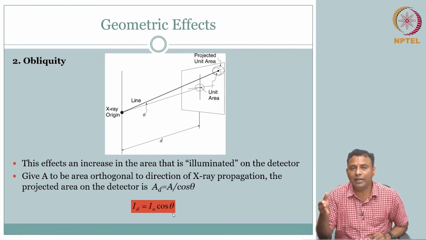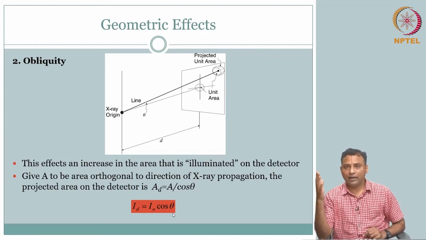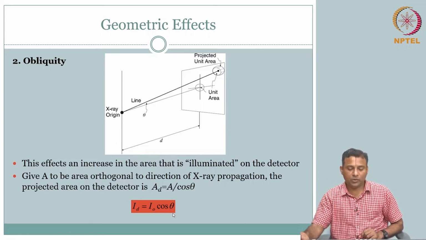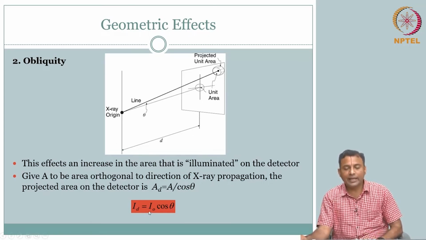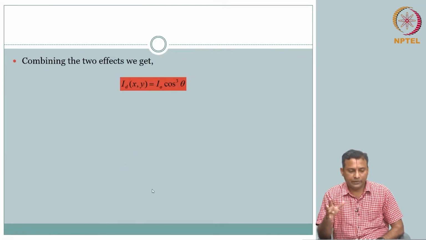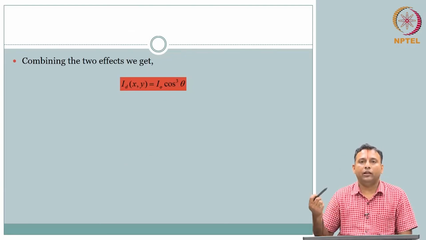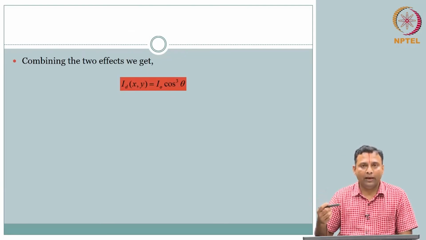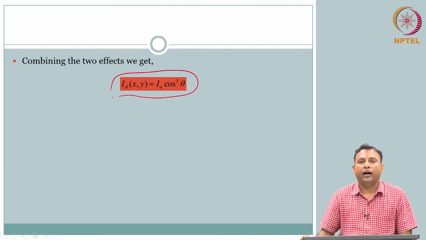So, at the center you will have minimum, as you move away from the center you are going to have more distortion, that is what this is going to suggest. So, I_D is I naught cos theta. Again, these are some things that you can do at the time of calibration. Combining these two effects, one was cos square theta, the other was cos theta, we get the variation to be I naught cos cube theta.